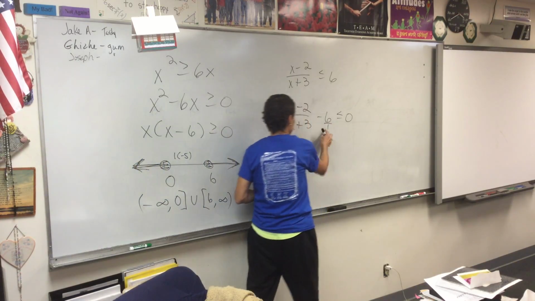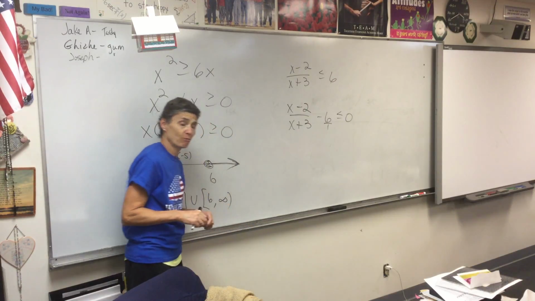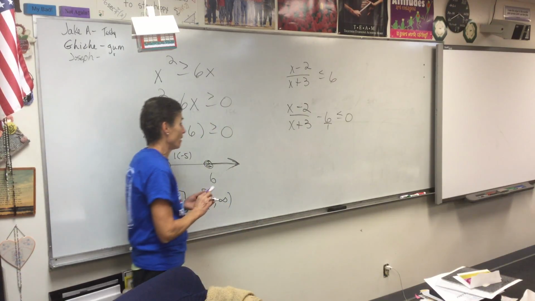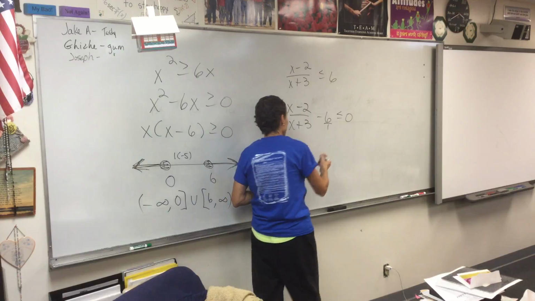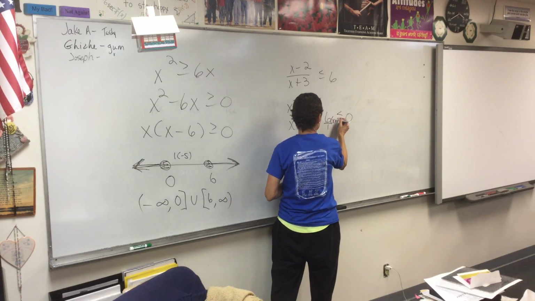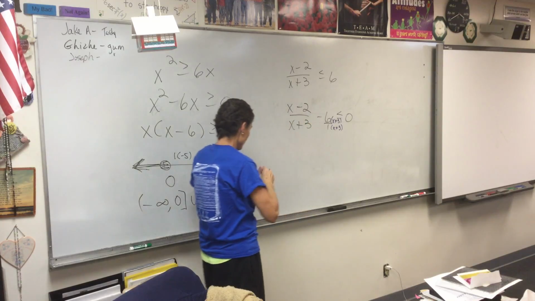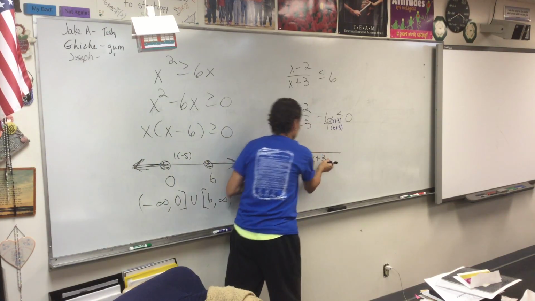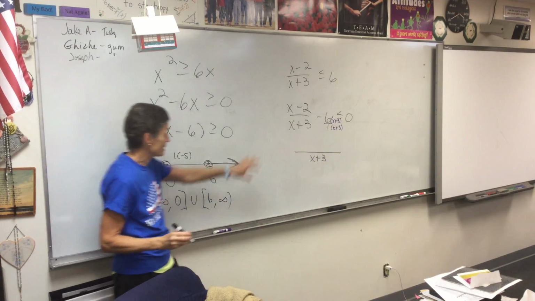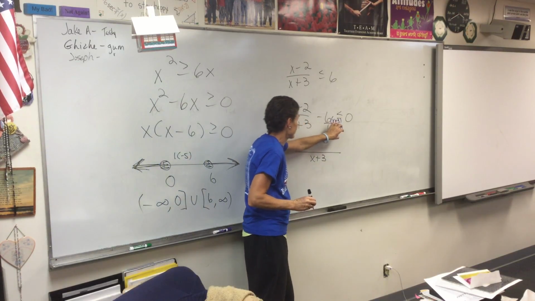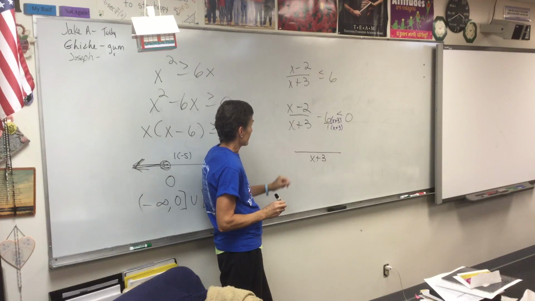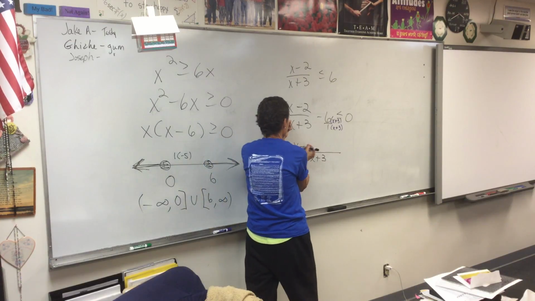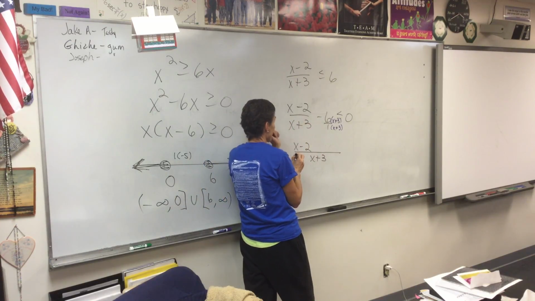And in order to subtract them, since they involve fractions, we need a common denominator. So I'm going to multiply this one by x plus 3 over x plus 3, so that I now have the same denominator. I have x plus 3 for both fractions. Now look at my numerators. I have x minus 2 here, of course, haven't changed that one.